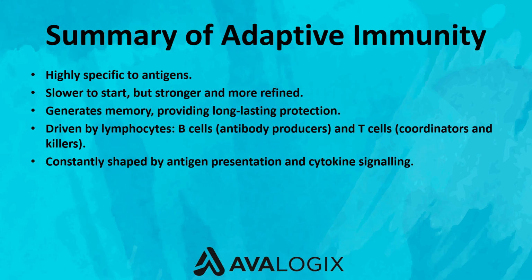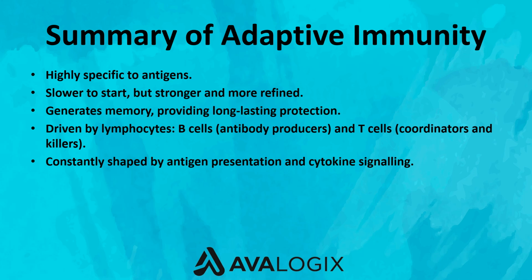Highly specific to antigens. Slower to start, but stronger and more refined. Generates memory, providing long-lasting protection. Driven by lymphocytes, B cells, antibody producers, and T cells, coordinators and killers. Constantly shaped by antigen presentation and cytokine signaling. This system is what modern vaccines leverage. It's what immunotherapies harness.